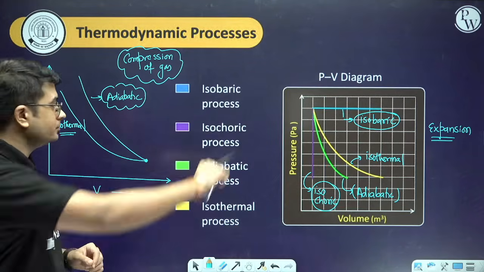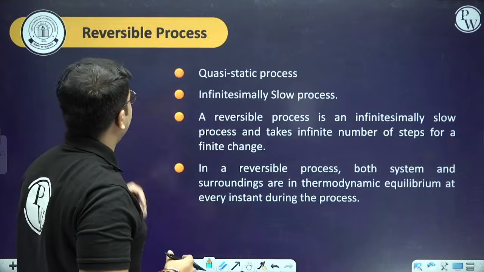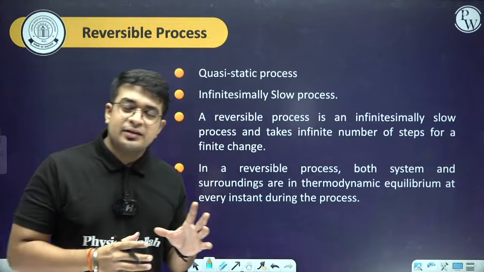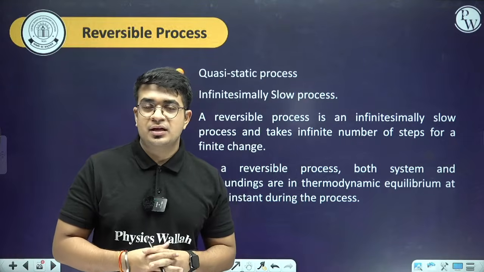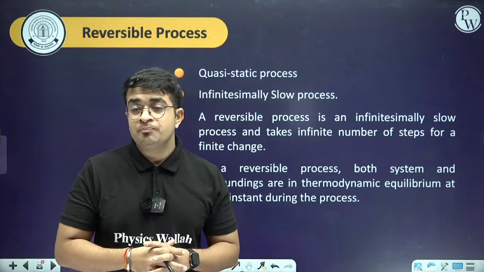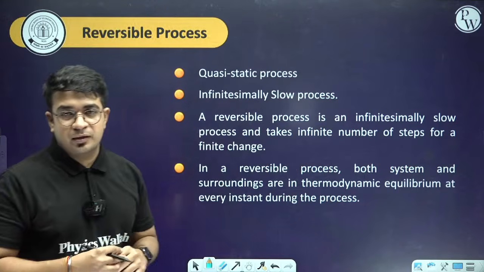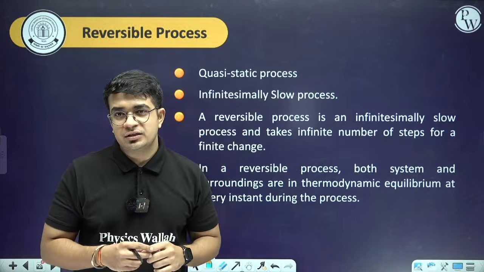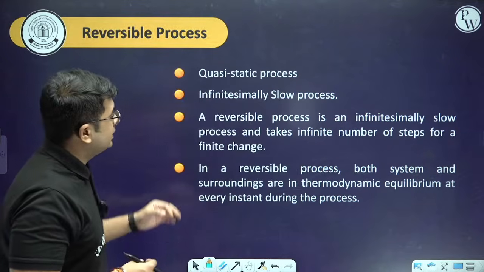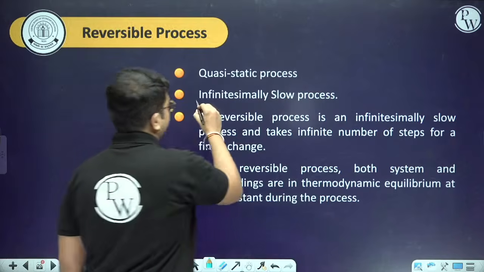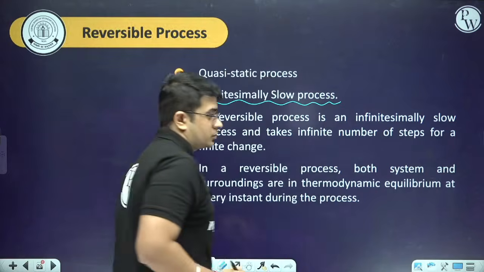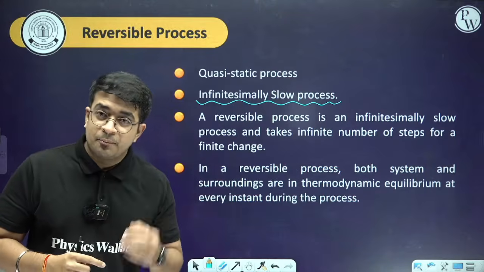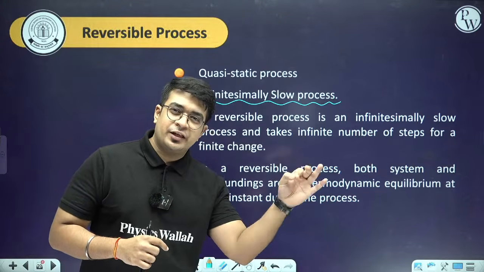Okay. Now let's talk about the next part. What is a reversible and irreversible process? Basically, reversible and irreversible processes are very different from each other. In the case of a reversible process, you are talking about very small changes in finite time. So this process is infinitesimally slow. It occurs in infinite steps, but every time the change is very slow.